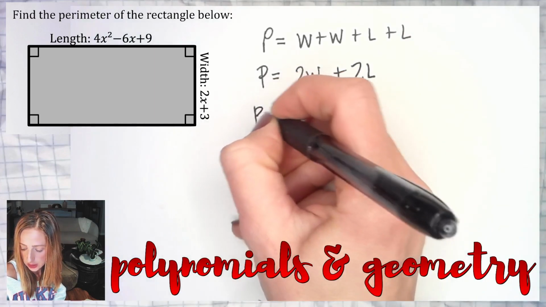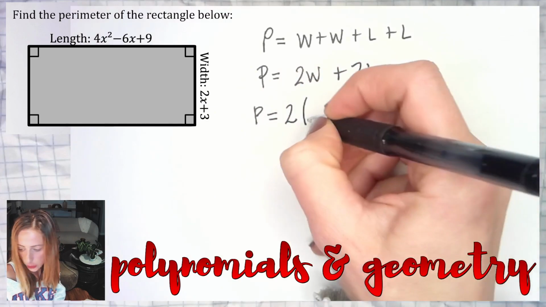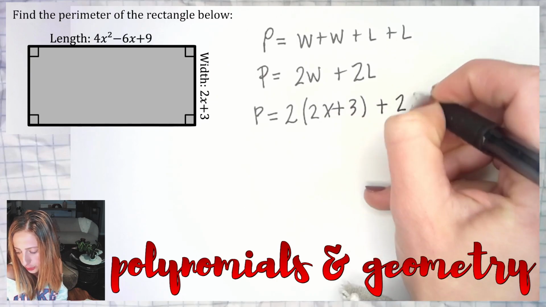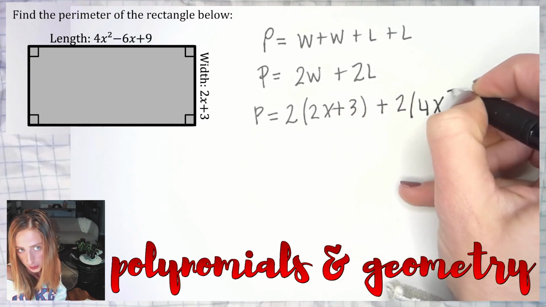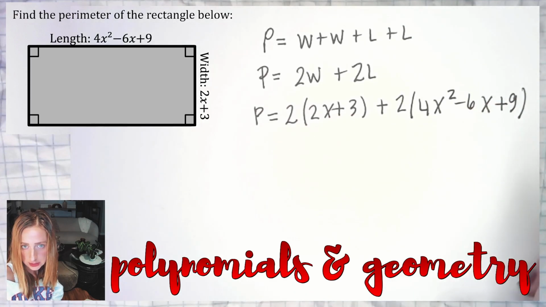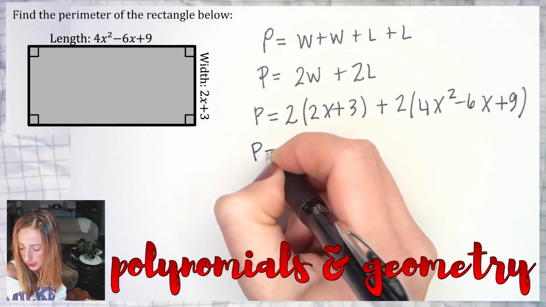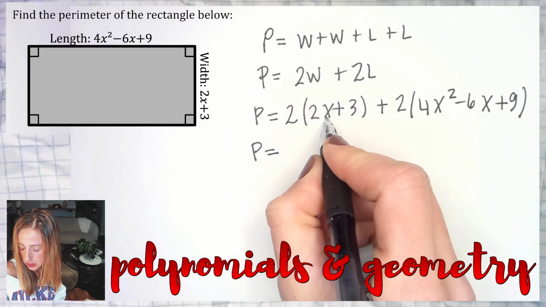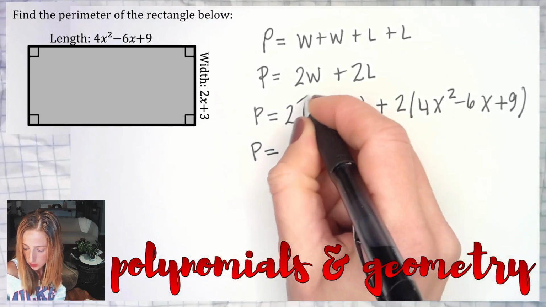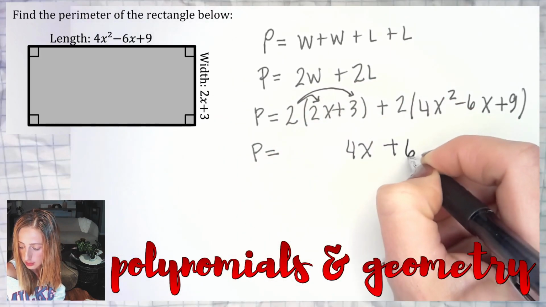So in this particular example, our perimeter, I'm going to have 2 times the width, which in this case is 2x plus 3, plus 2 times the length, which is 4x squared minus 6x plus 9. We're just adding and doing a little distribution in the process. All right. So what will I have to work with? Let's see. 2 times 2x, I'm going to have 4x. I'm leaving a little room. You'll see why in a second. So I did that right there. Now 2 times 3 is plus 6.